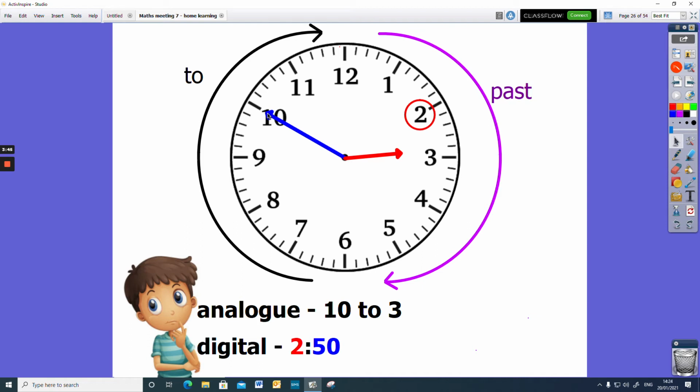2:50. Well done if you got the analog. Well done if you got the digital. An extra big well done if you got both of them. Okay, let's see what's next.